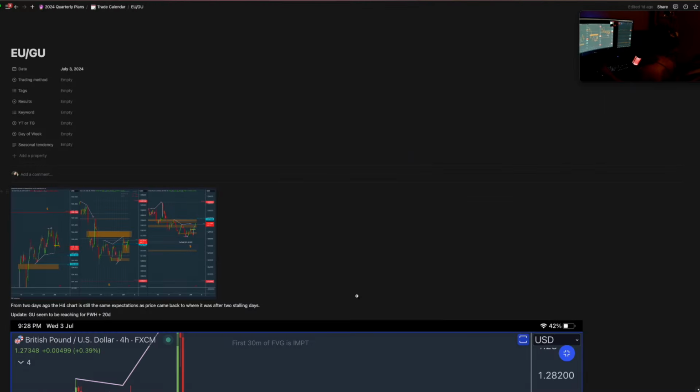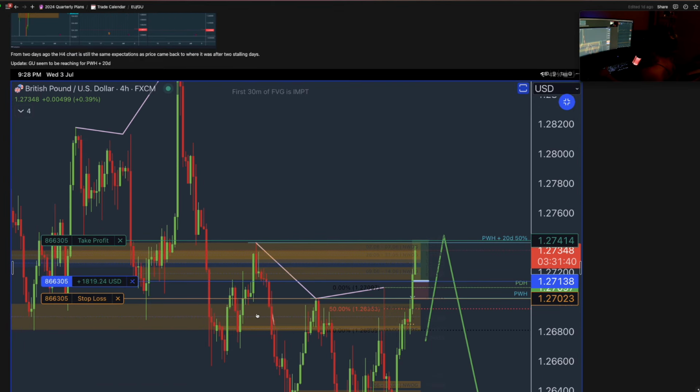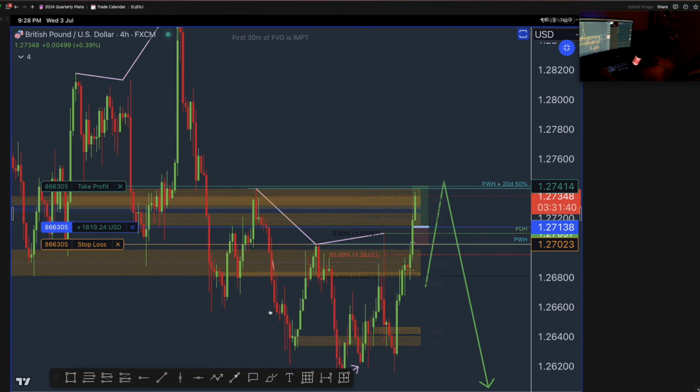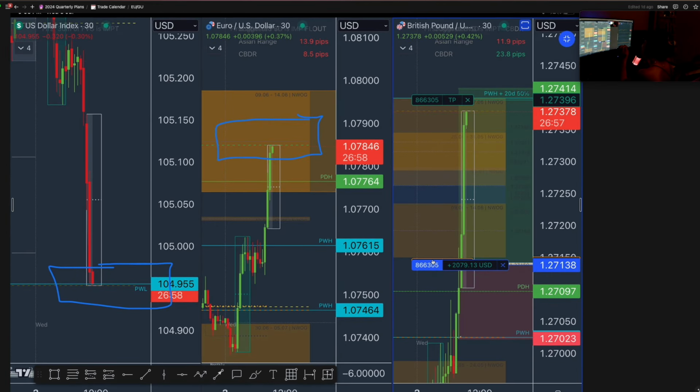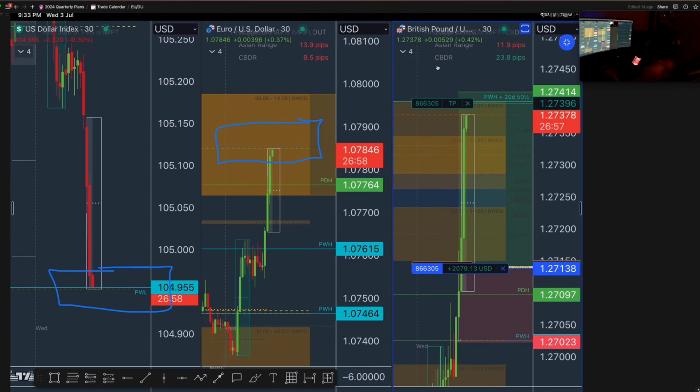Okay, so this was the trade. I risked 0.5% for this instead of 1%. Okay, and this is so beautiful because you can see that GU is reaching for the previous week's high already.